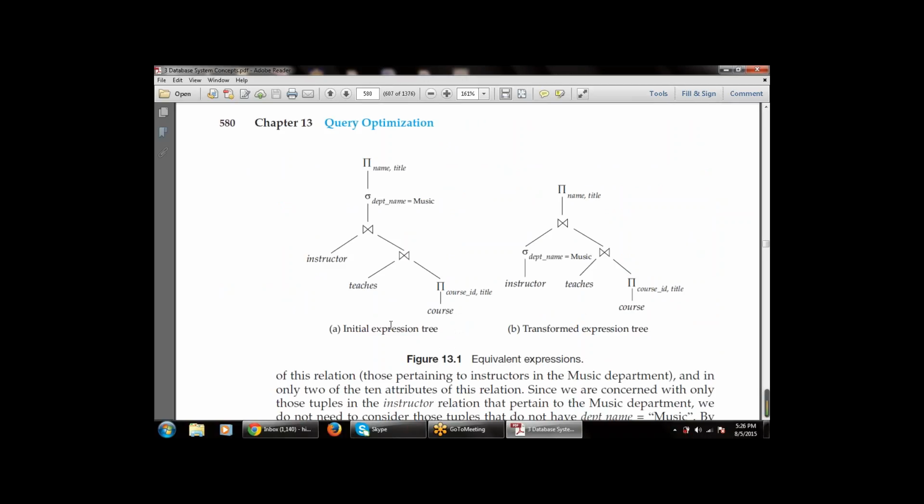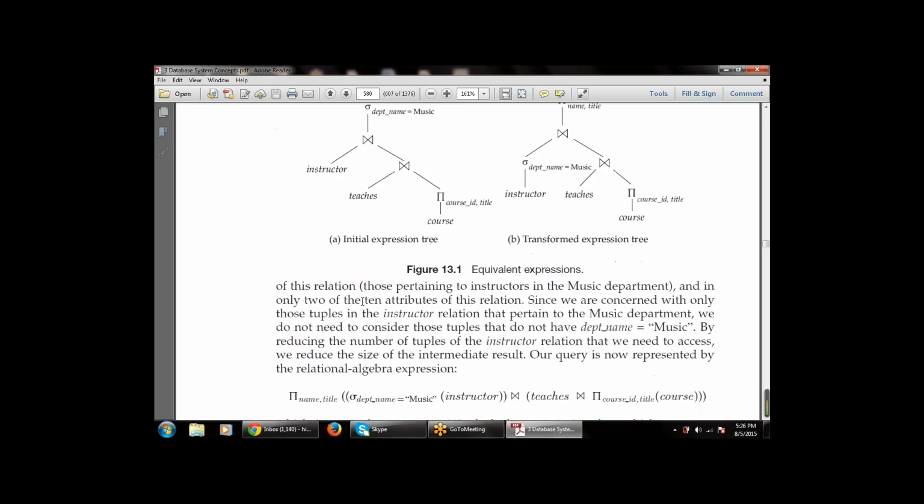So this is the initial expression tree, and this is the transformed expression tree. This is the pi, this is the sigma that is used, department name equals music, then instructor, then teaches, then course ID, title, and the course. By reducing the number of tuples of the instructor relation that we need to access, we reduce the size of the intermediate results. Our query is now represented by the relational algebra expression.